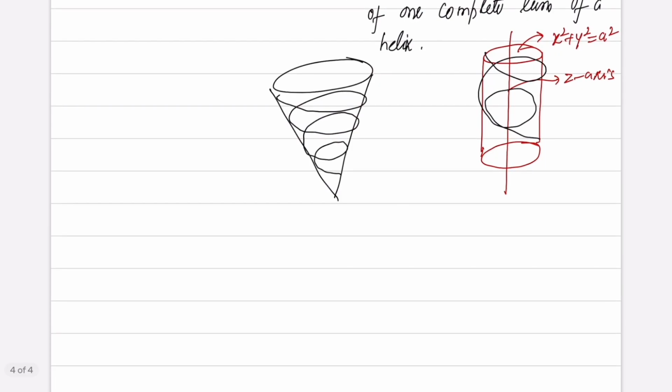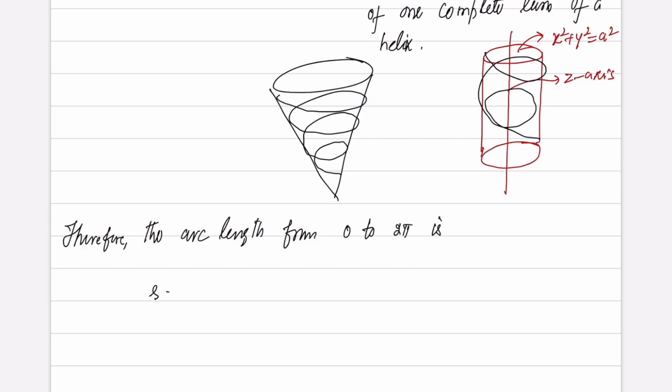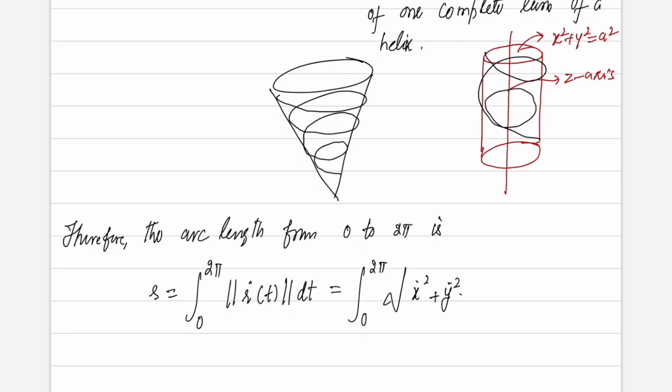So the arc length from 0 to 2 pi is S equal to the integral from 0 to 2 pi of the norm of r dot of t dt, which we can also write as the integral from 0 to 2 pi of the square root of x dot square plus y dot square plus z dot square dt.